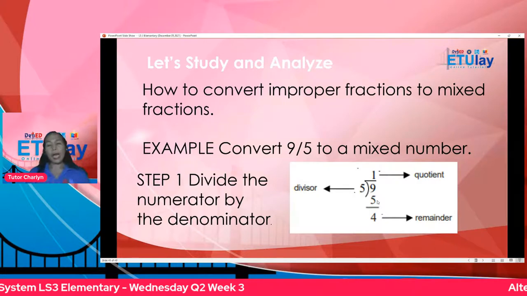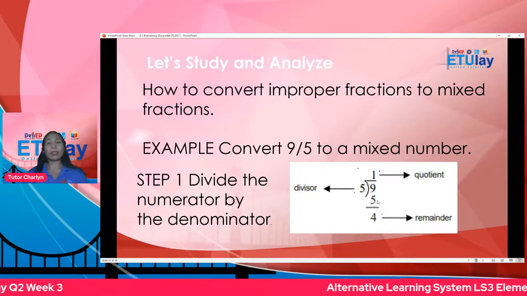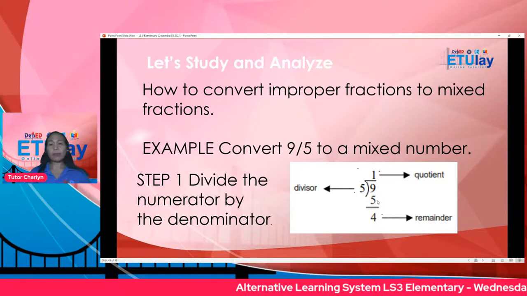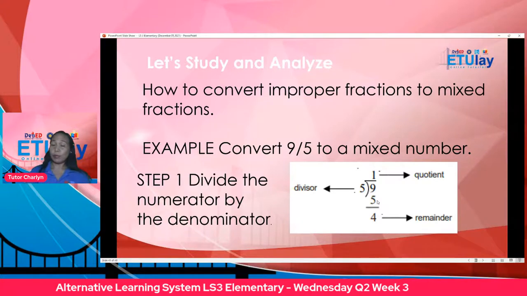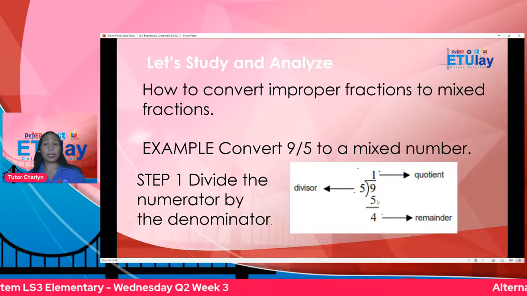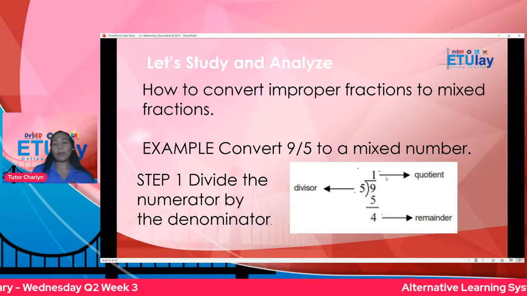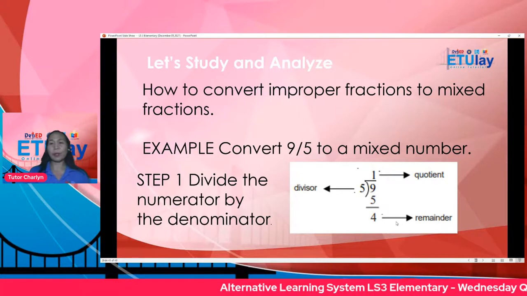Si 9 na sa taas. So, ilan ba ang makuha nating 5 kay 9? So, we got only 1. Then, multiply 5, then subtract, 4. Okay, hindi na natin i-continue yung division kasi kailangan na nating i-convert si 9 fifths to a mixed number. So, we have 1 as the quotient, 5 is the divisor, and 4 is the remainder.